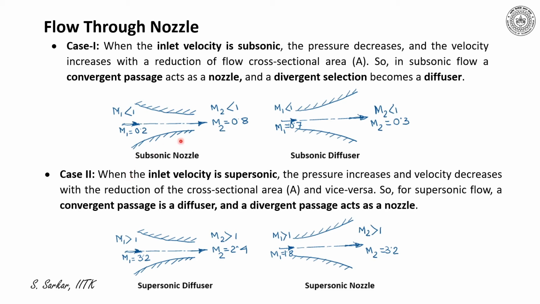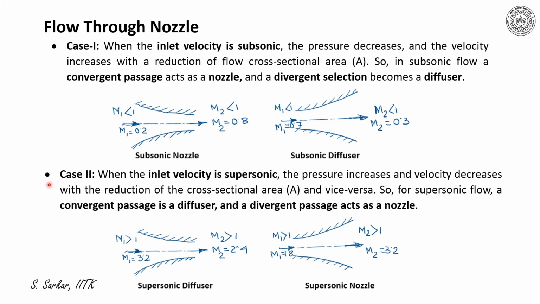Thereby, this is acting as a nozzle where the velocity has increased and the pressure has decreased with decrease of cross-sectional area. So, it can be stated as a subsonic nozzle. Similarly, for a subsonic diffuser, as the area increases, the velocity decreases, and thereby pressure increases. So suppose at inlet, if M1 is 0.7, at exit M2 would be 0.3, and the pressure would increase.